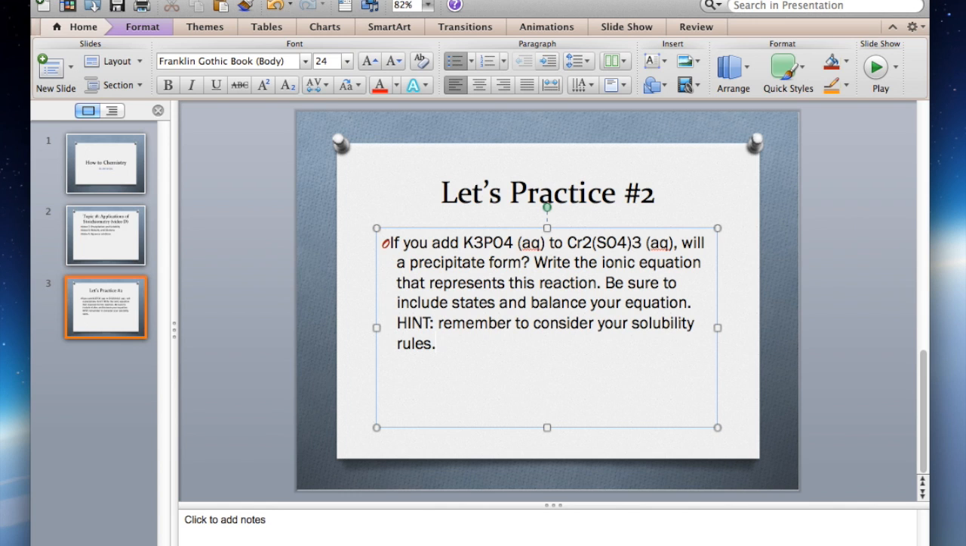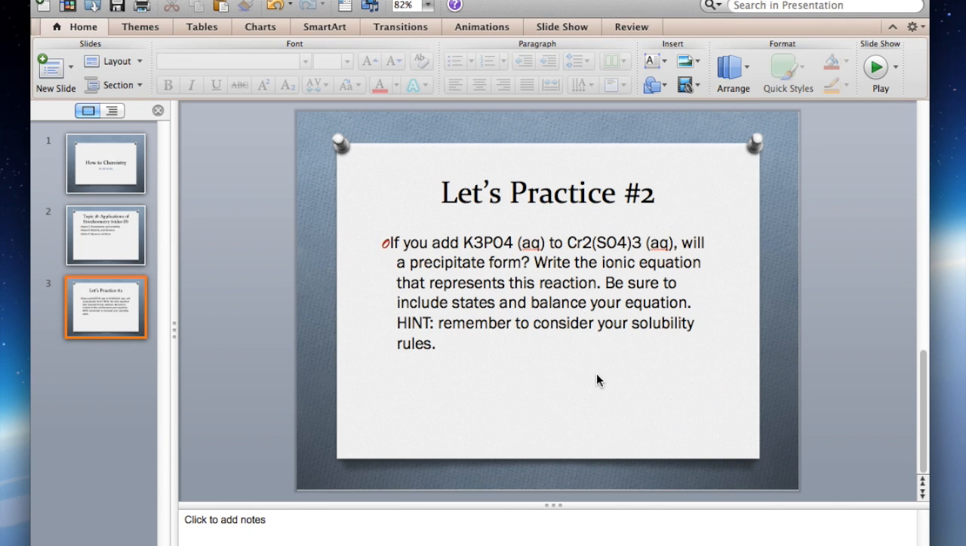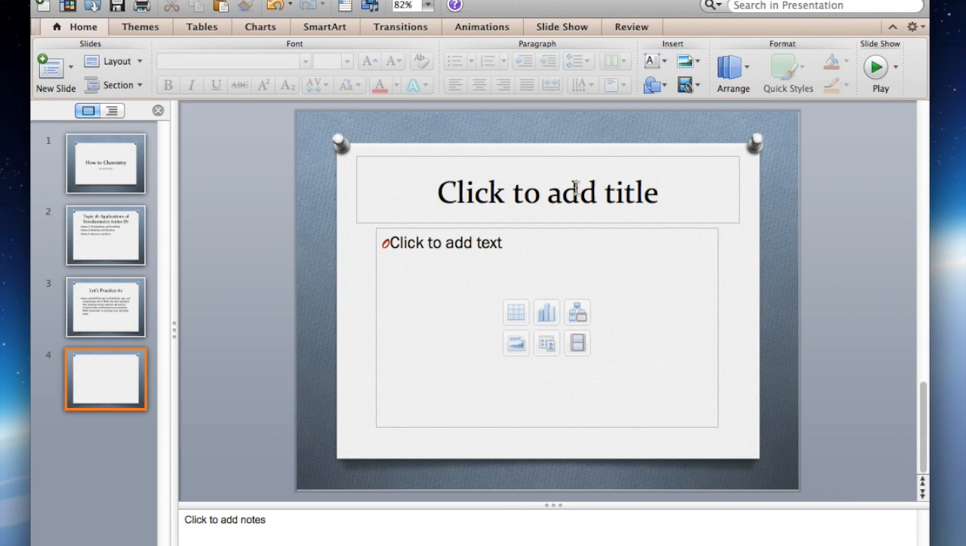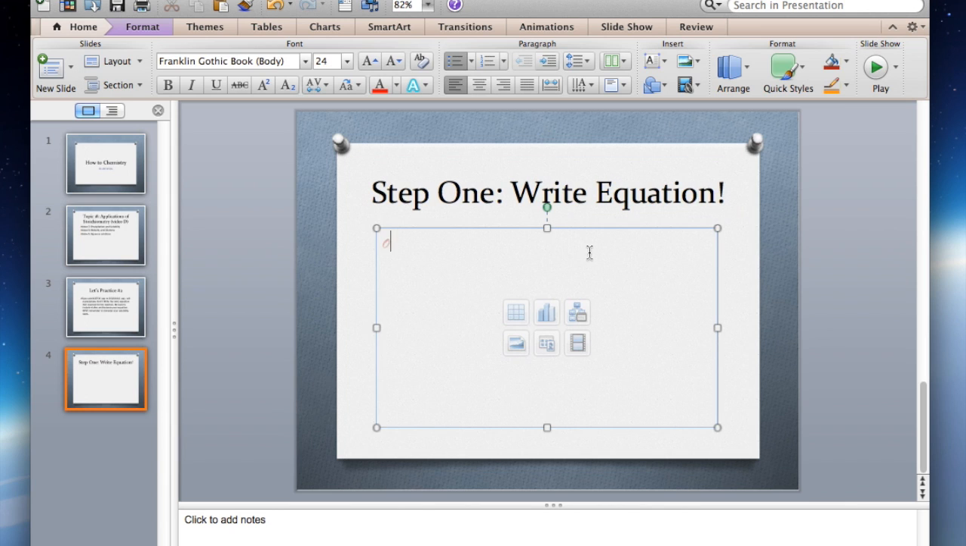Alright, the first thing I'll do is write the equation. So, potassium phosphate added to chromium 3 sulfate. Don't quite know how to work the subscripts here, so I guess I'll just manually change each font size. Alright, everything there, little adjustment there. Now let's include the phases. Okay, what does that yield?